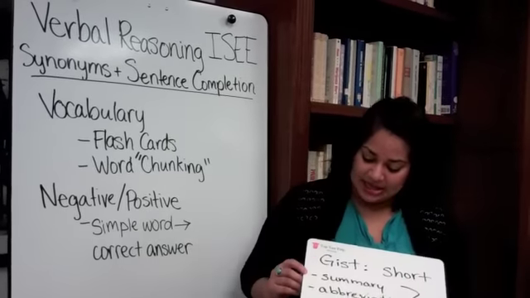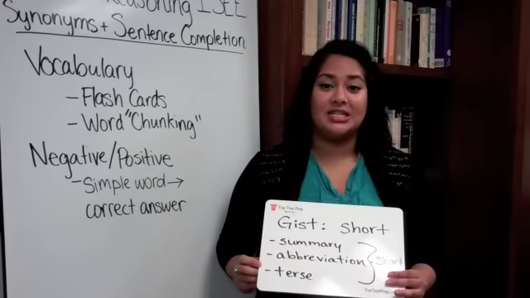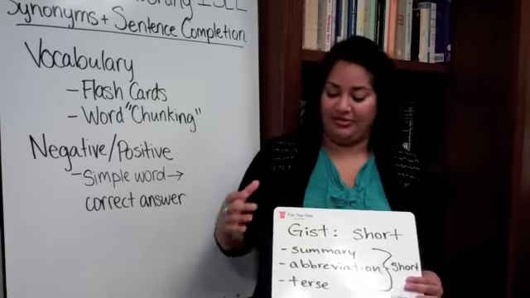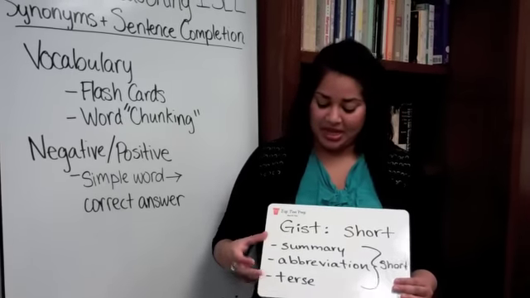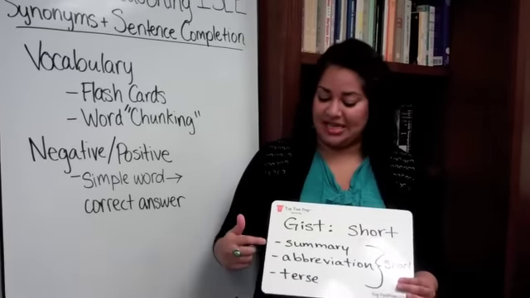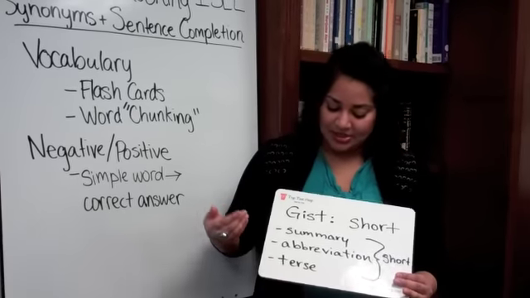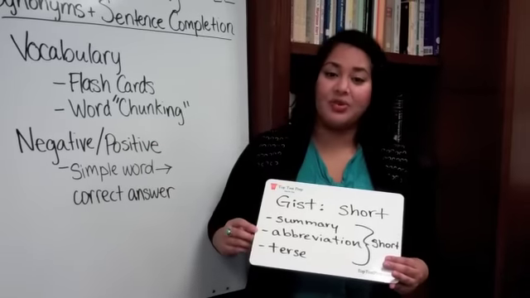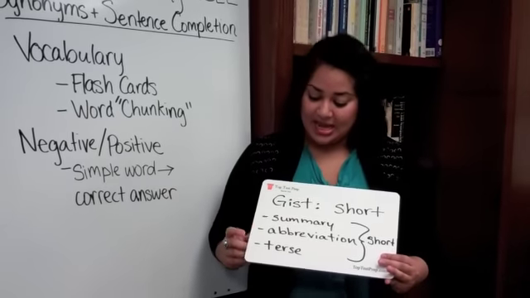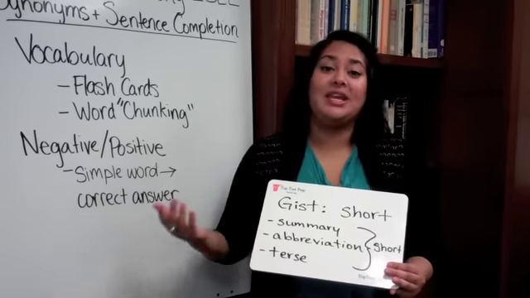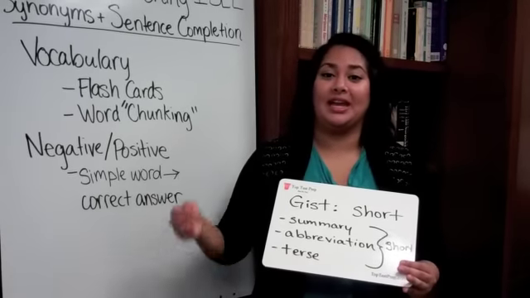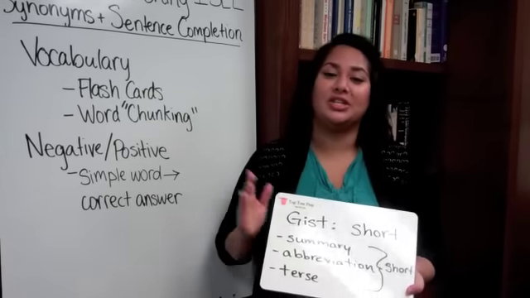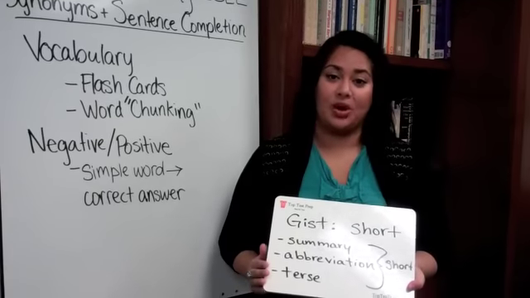So the words summary, abbreviation, and terse all have to do with the word short. So this is the gist of this particular word chunk. As you can see, short plays into the definitions of all three words. For example, summary is a shortened version of, say, a story. An abbreviation is a shortened version of a word. And terse, its meaning is actually short or abrupt, like a terse speech, whatever it may be. So here, you learn the gist, and then you can associate it with these words.